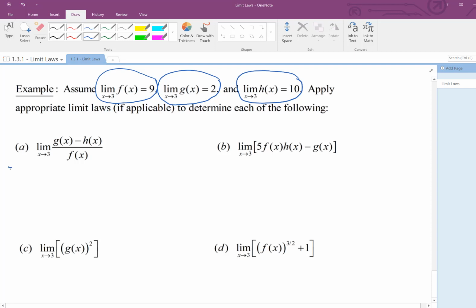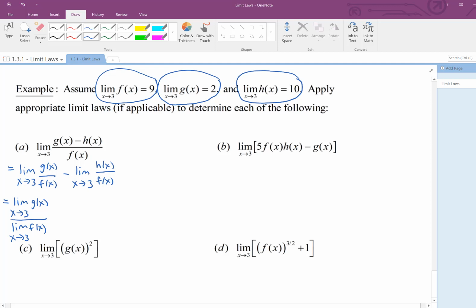Because really, if we wanted, we could write this as the limit as x goes to 3 of g of x over f of x, minus the limit as x goes to 3 of h of x over f of x. Because the limits individually exist in the first place as x goes to 3, and I know f of x has a limit as x goes to 3, which is not 0. Which then allows me to write this as limit as x goes to 3 of g of x divided by limit as x goes to 3 of f of x.